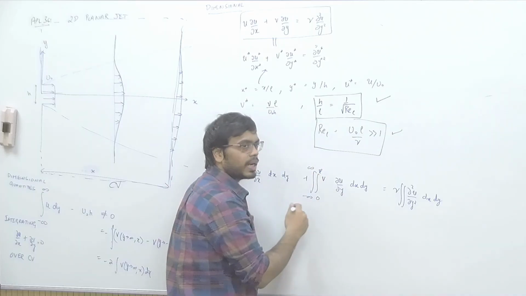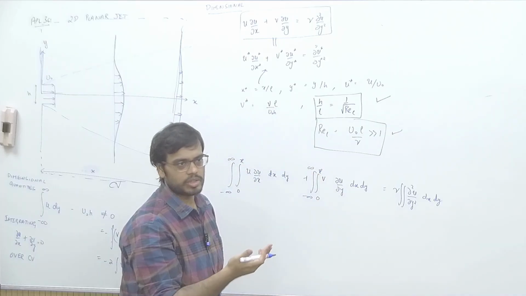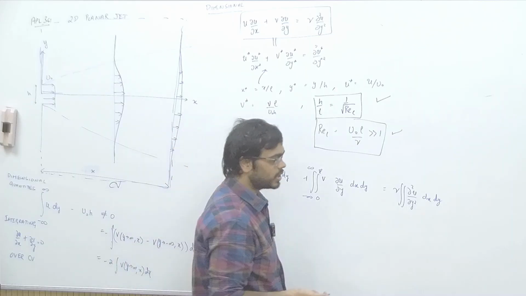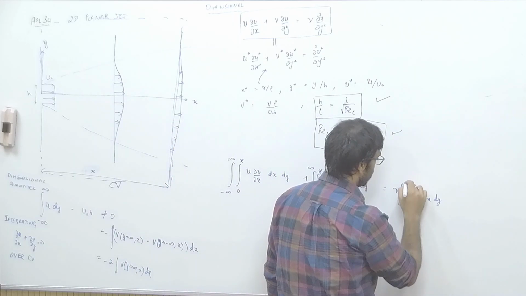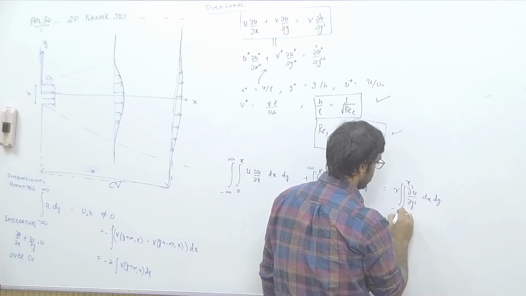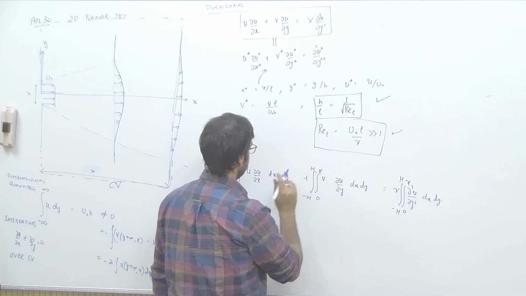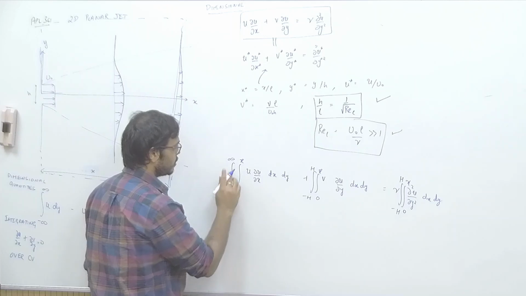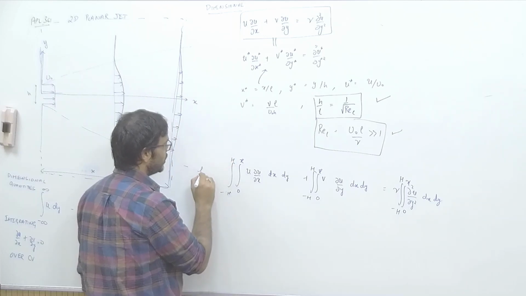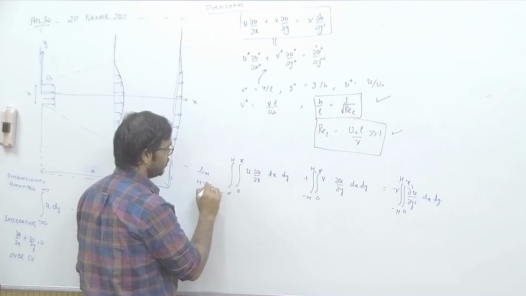Okay, you can write it as minus capital H to plus H, and evaluate it in the limit of H tends to infinity, if that is easier for you to think. So you can write it like this, and evaluate this in the limit H tends to infinity.